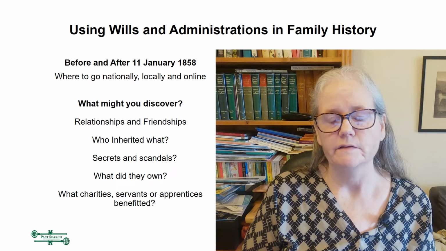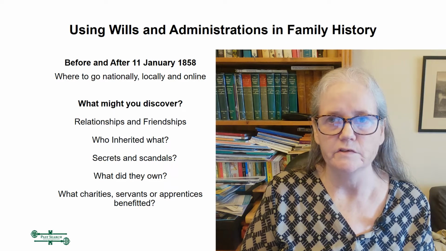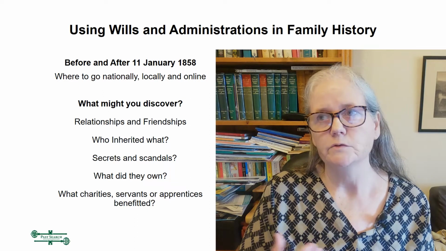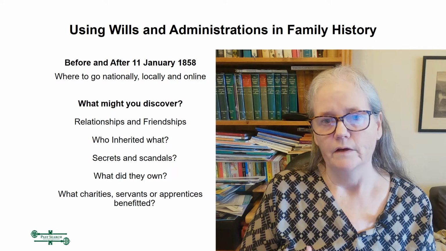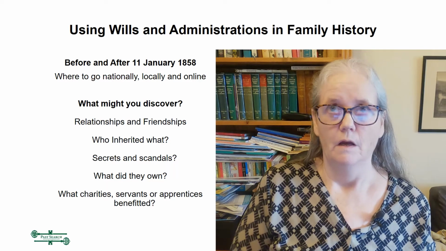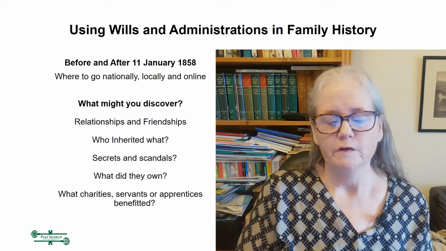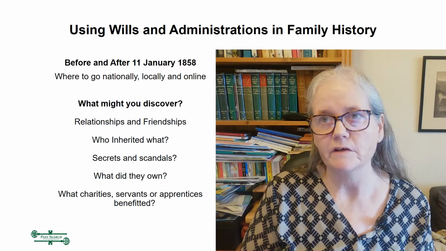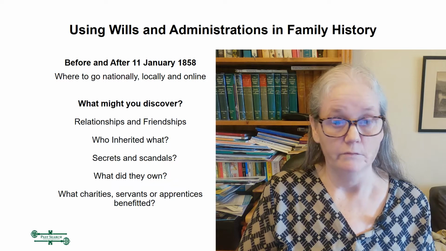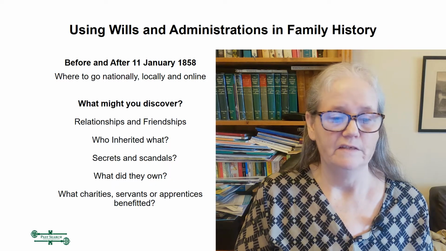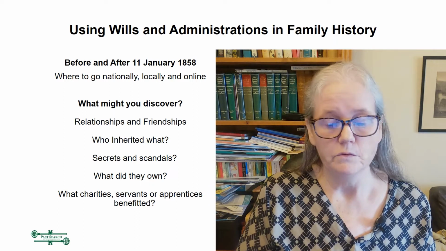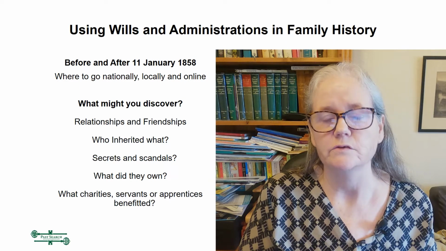And it's not just relatives. It could be servants, apprenticeships. It could be bequests to local charities. It might also give you indications about their religious leanings or attitudes or even their political leanings as well. You can find out about friendships, who inherited what, secrets and scandals. Find out about what they owned, if they owned anything. And as already mentioned, you might also find out more about the other local issues, putting things into context.